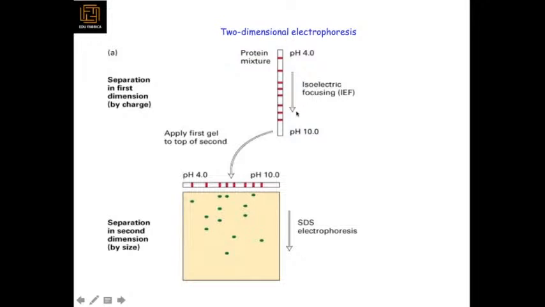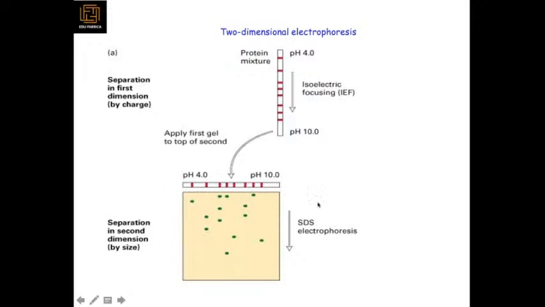So in the 2D gel, you have pH 4, you have pH 10, you have isoelectric focusing like this. Then you separate your samples like this, pH 4 and 10. Then you run them in this state on the SDS page gel. So this is how you separate your 2D gel from your isoelectric focusing gel. Then you run them straight forwards. So this is how your 2D gel works.